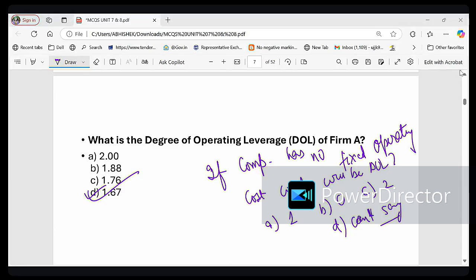Option A, 1. Yes, very good. It is clear. Now please answer this.